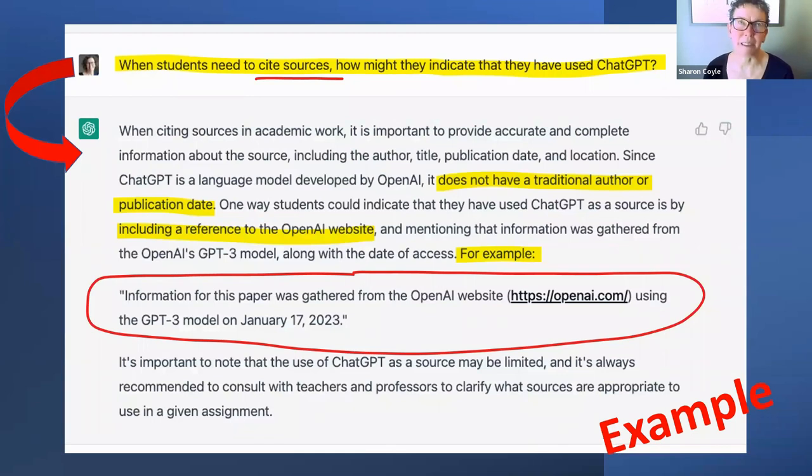My guess is that APA is going to come out really soon with specific ways that we cite artificial intelligence. But for now, this isn't bad. It's saying where they got it and when. And I think what I would ask my students to add is something like what they used it for. Most people are asking for that.